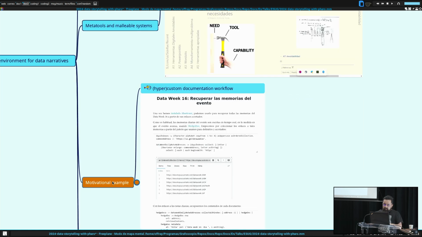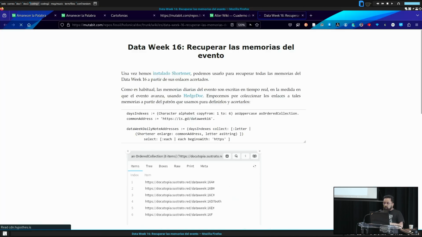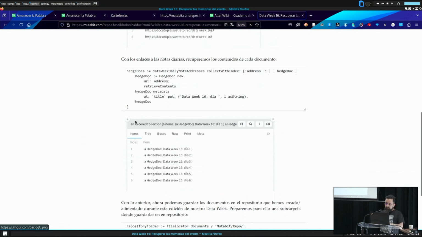Then we do a motivational example, which is this data narrative about how we can collect all the memories that we make in real time in the class, because we're writing using a Markdown real-time editor in the classes. And they learn how to recover these memories and how to manipulate them as an introduction to algorithmic thinking, but by using contextual documents and contextual tags that are really suited to the activity that we do in the university.